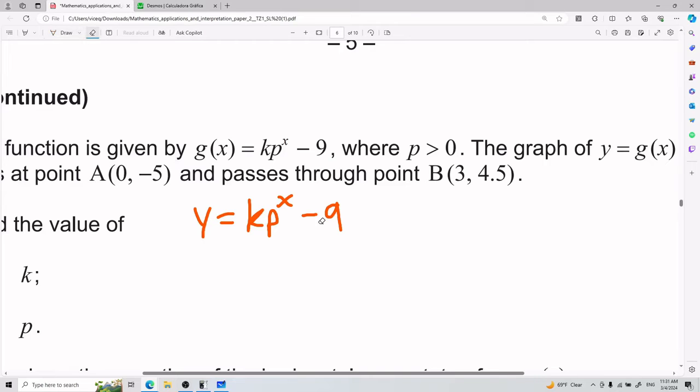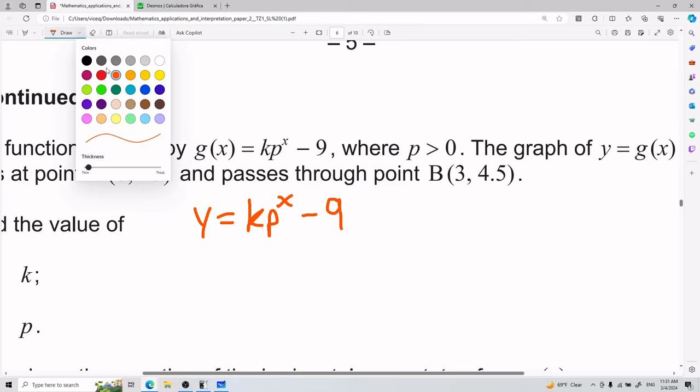Now, which variables do I have here? How many?